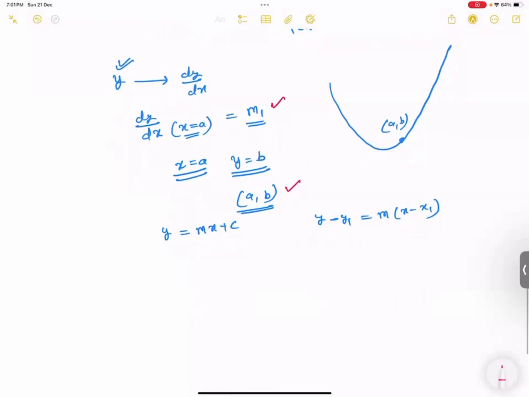Is this point clear to you? Yeah. Let's say I'm creating one example.